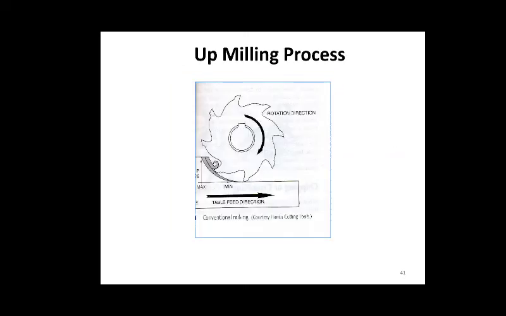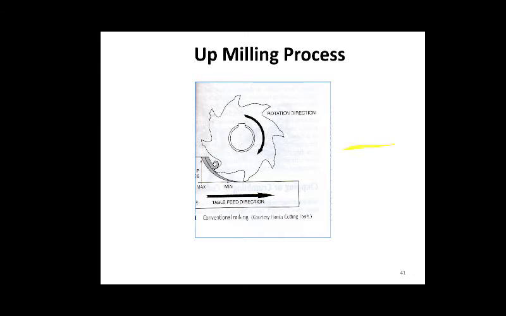Now next, that is the up milling process. This is also called the conventional process. In this, the direction of travel of the workpiece and the direction of the cutter are opposite. The cutter is rotated against the direction of travel of the workpiece. So the thickness of the chip is minimum at the start and maximum at the end. This is the up milling process.